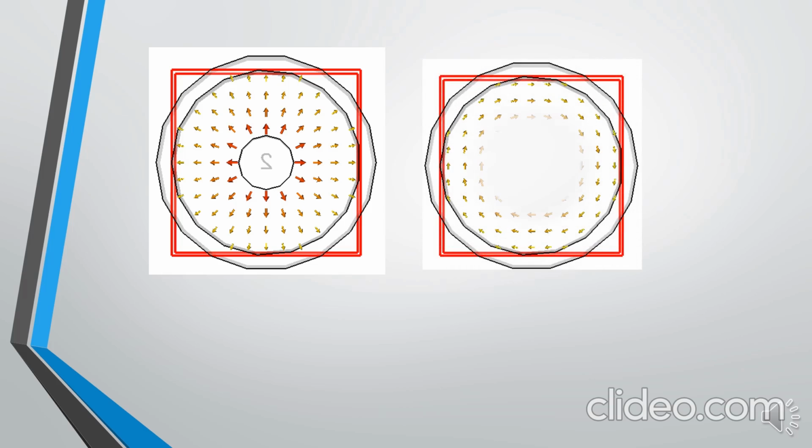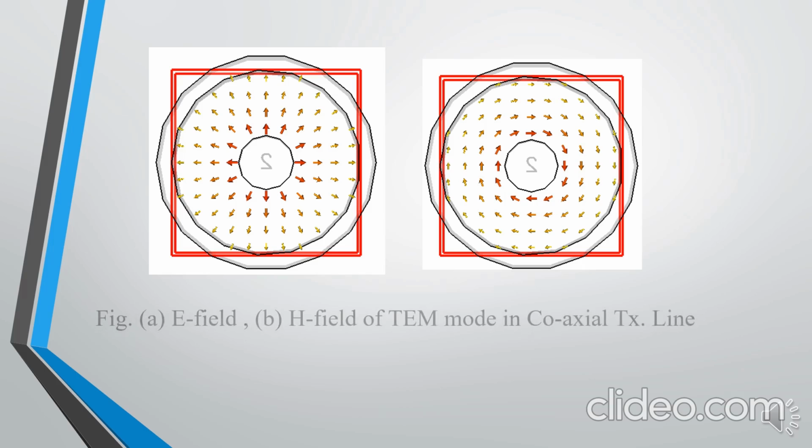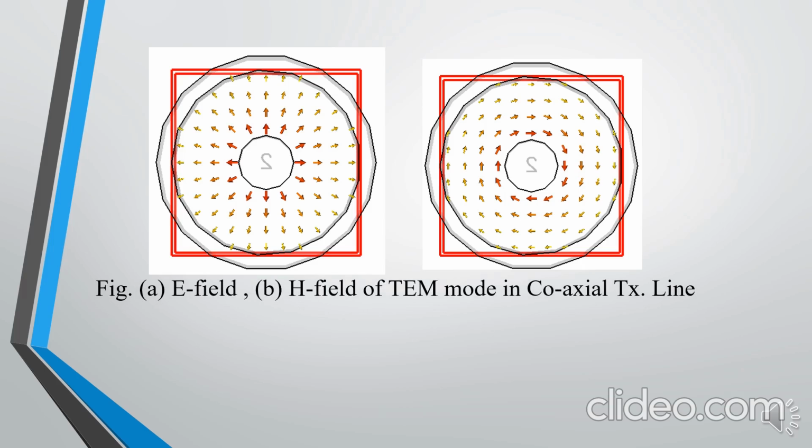Now we can also see the magnetic field. From here you can find out that magnetic field is always rotating around this center conductor, right? So from these two figures we can easily find out that the direction of propagation will be along this direction. That means the perpendicular direction of this surface, right? So this is basically electric field and magnetic field of TEM mode in coaxial transmission.